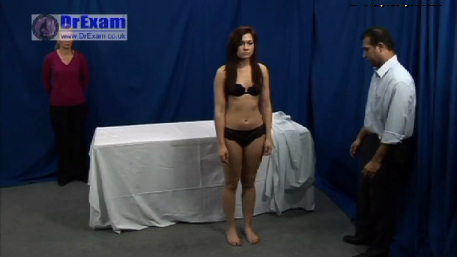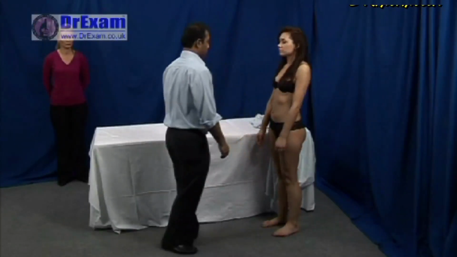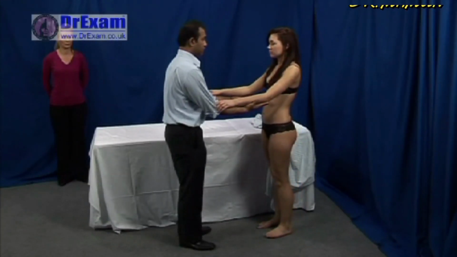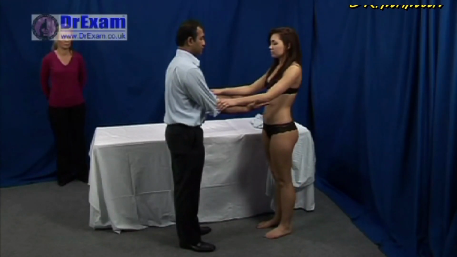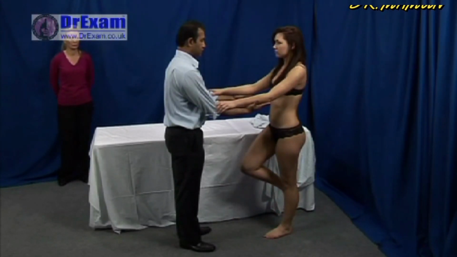Now perform Trendelenburg's test. Stand opposite the patient and hold out your supinated hands. Ask the patient to place their hands on yours. Perform the test on the good leg first, asking the patient to bend the knee of their affected leg.